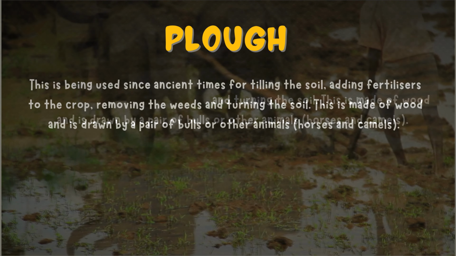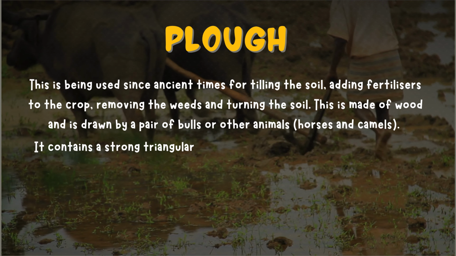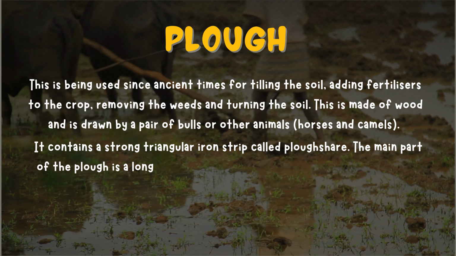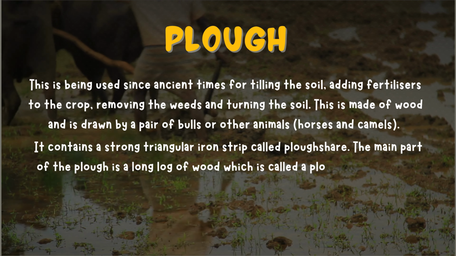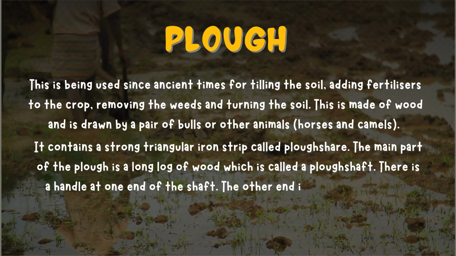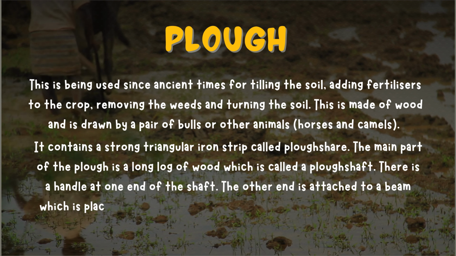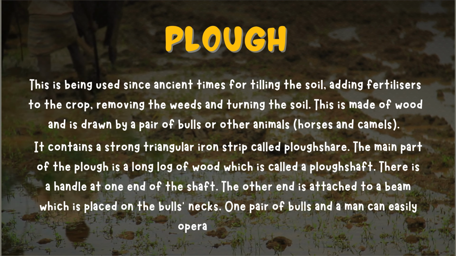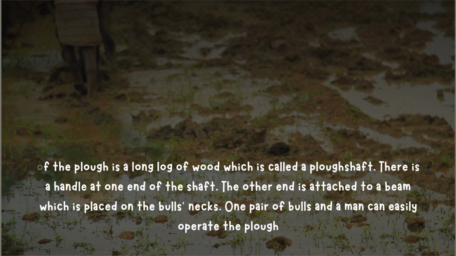horses and camels. It contains a strong triangular iron strip called plowshare. The main part of the plow is a long log of wood which is called a plow shaft. There is a handle at one end of the shaft. The other end is attached to a beam which is placed on the bull's necks. One pair of bulls and a man can easily operate the plow.